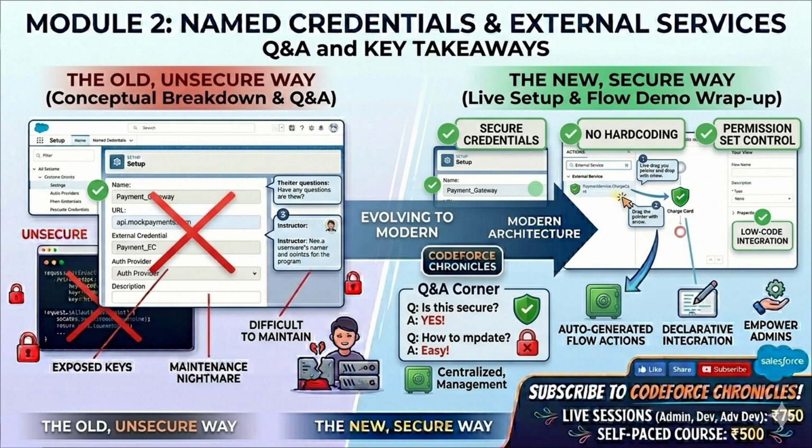Are there any questions on how named credentials bridge the gap between secure code and low-code automated flows?